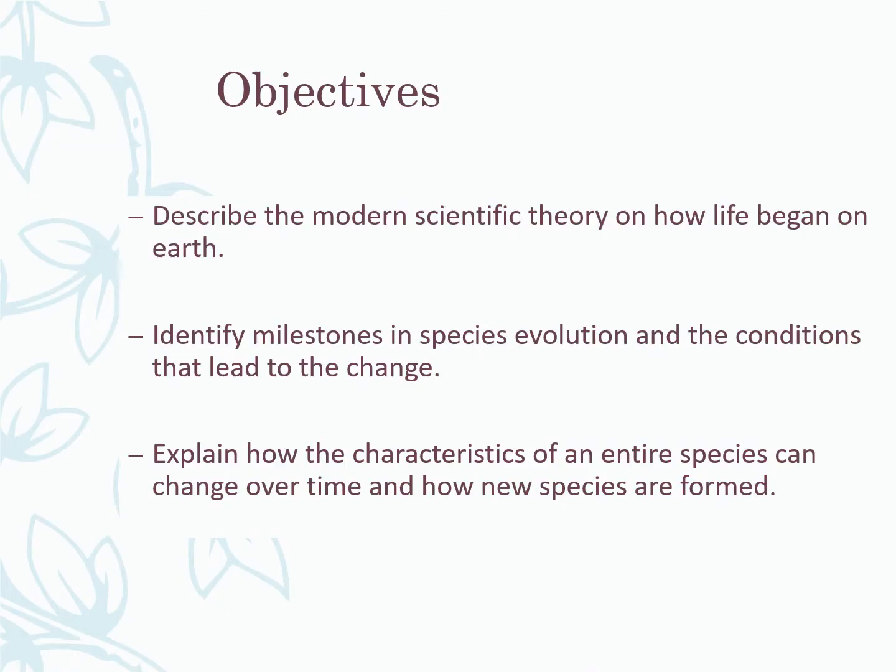For today's objectives, we're going to describe the modern scientific theory on how life began on Earth. We'll also identify specific milestones in species evolution and the conditions that led to the changes of those species. We'll also explain the characteristic of an entire species that can change over time and how new species are formed.